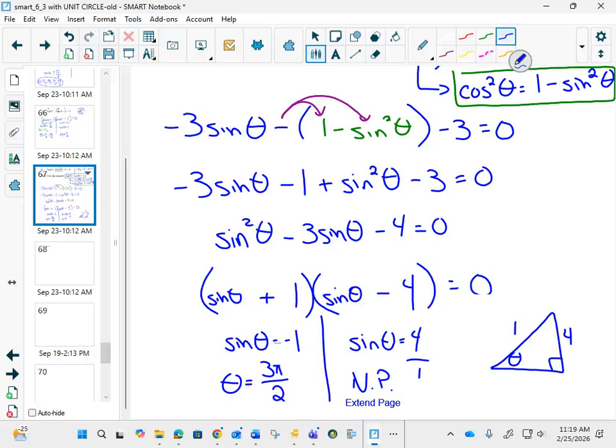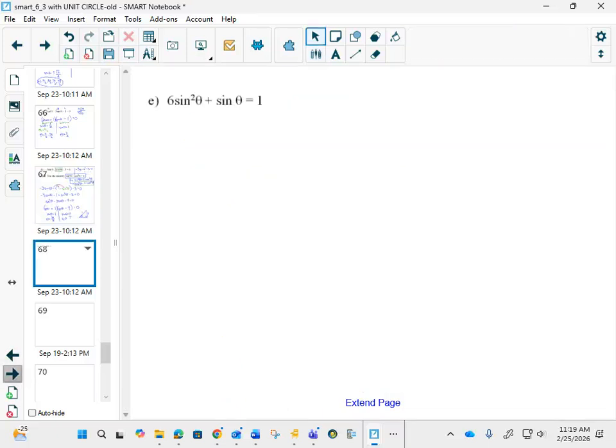Drawing the triangle makes it really obvious. I don't think I can draw a hypotenuse of 1 if my side is 4. Okay, let's get to some calculator questions.